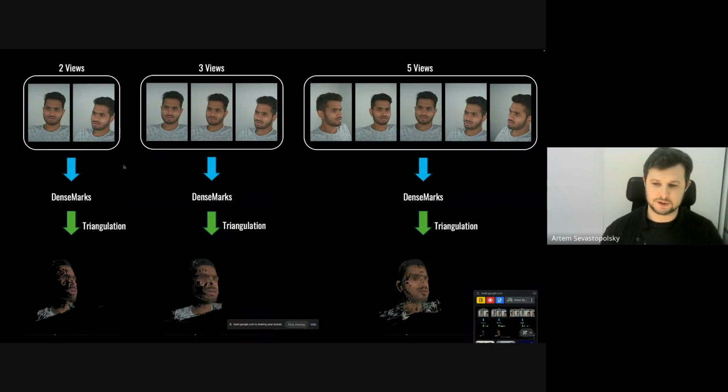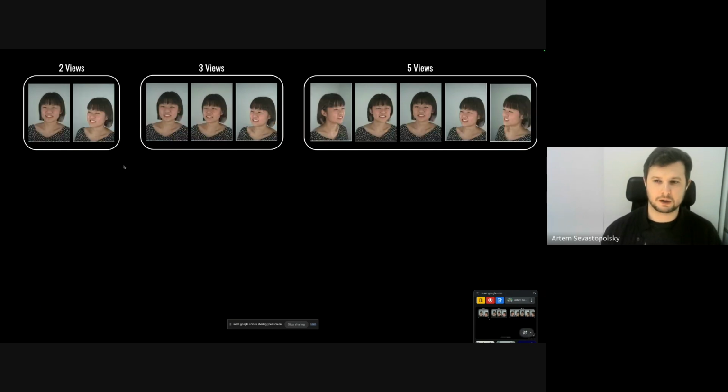So here we see that it's possible to reconstruct 3D by only looking at DenseMarks embeddings, which proves that they're somehow semantic and they correspond to the semantic matching between points. So if we do the multi-view stereo, then the algorithm picks up the matching embeddings in separate frames and is able to triangulate the 3D location of the corresponding points. Here's another example.